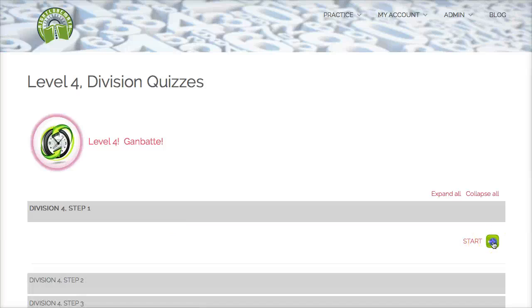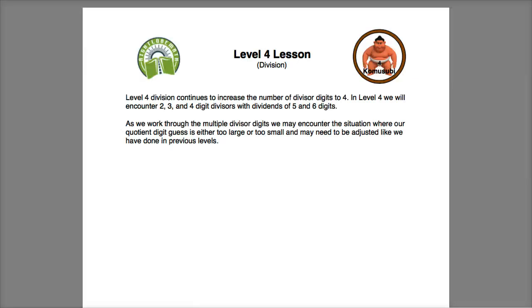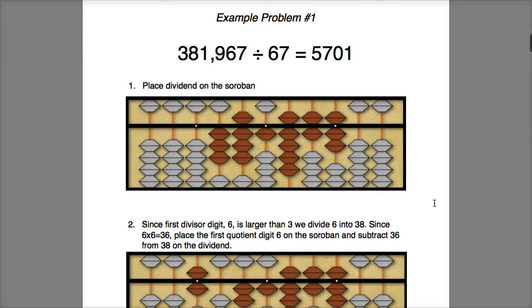In level 4 we are going to encounter divisors that are ranging anywhere between 2 and 5 digits. As always, you can download the attached PDF to follow along. So let's go ahead and jump straight into some example problems here.